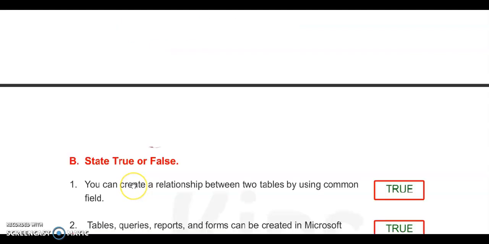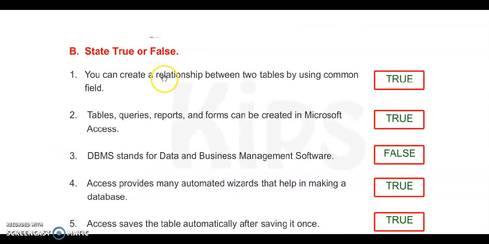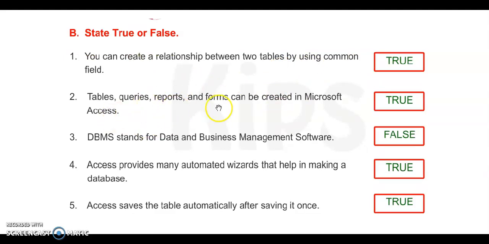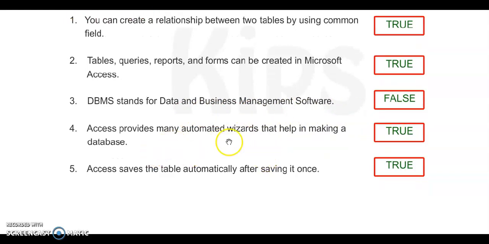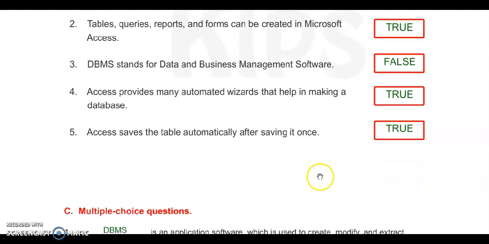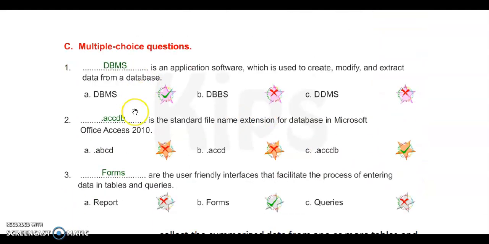Okay, now move on to exercise B. State true or false. You can create a relationship between two tables by using a common field. Yes, it is true. Tables, queries, reports and forms can be created in Microsoft Access. True. DBMS stands for Data and Business Management Software. It is false. Access provides many automated wizards that help in making a database. It is true. Access saves the table automatically after saving it once. Yes, it is also right. True.